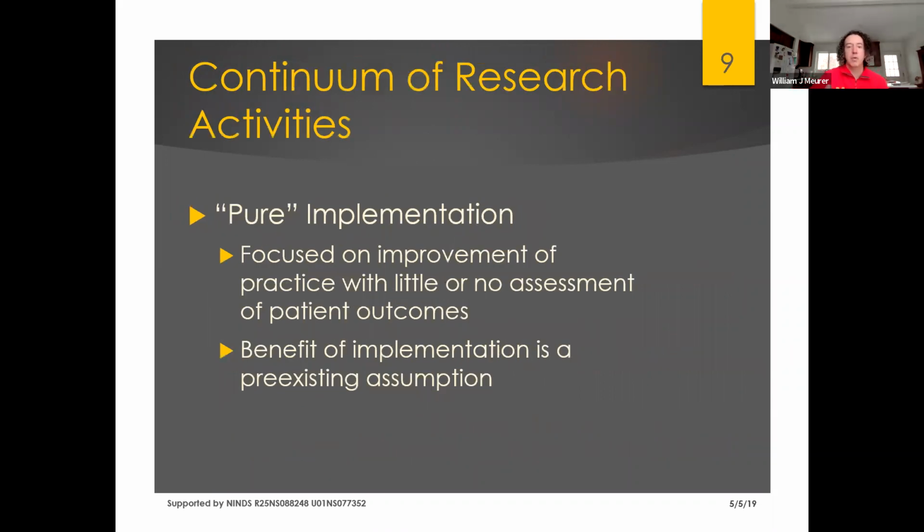Many of the studies in the implementation space are hybrid implementation studies. Then there's pure implementation, which is focusing on improvement of practice with little or no assessment of patient outcomes. Like if you were doing stroke research and you wanted to reduce the door to thrombolytic time, you know that leaving the brain ischemic for longer is generally not a good thing. So the benefit of that sort of study is presumed as part of the underlying biology and other clinical data from prior data sets.